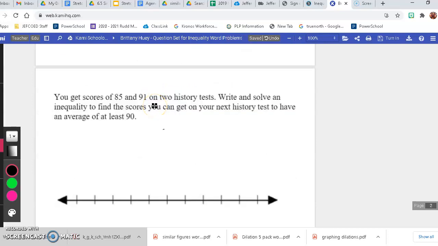Some of my favorite problems right here. We're going to talk about test scores now. You get scores of 85 and 91 on 2 history tests. Write and solve an inequality to find the scores you can get on your next history test to have an average of at least 90.